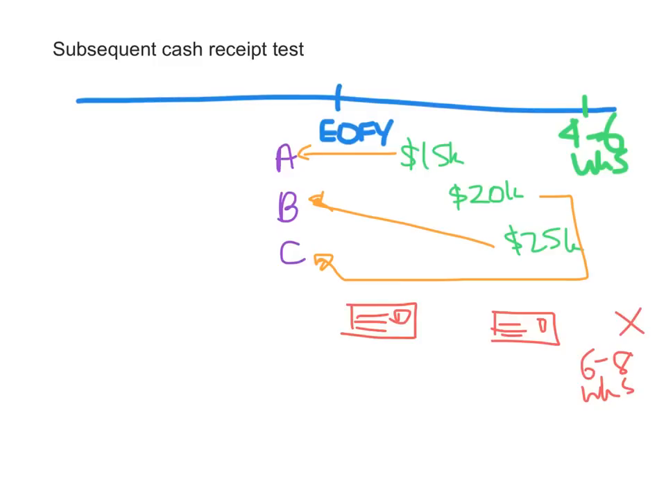Or it would tell me that it needs to be written off or gone into the provision for doubtful debts. So does that process for the subsequent cash receipts test make sense for everybody? Yep. Okay, awesome. Moving on.